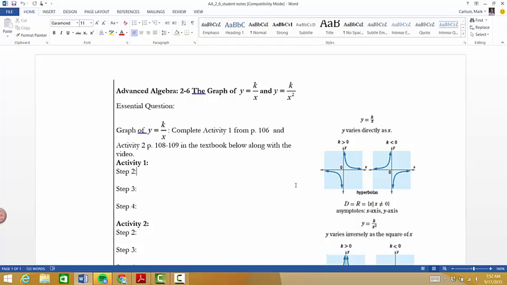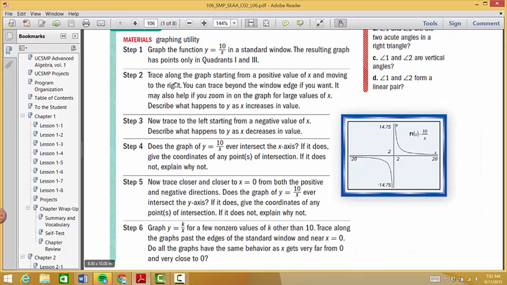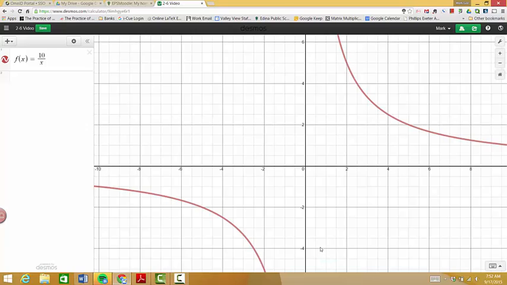Now, before we go through the properties of it, let's take a look at activity 1 from your book. On page 106 in your book you have this activity, and I want to look at the graph of y equals 10 over x and do some investigation. I'm going to do it in Desmos, so you want to open up a Desmos graph and plot the function f of x equals 10 over x.